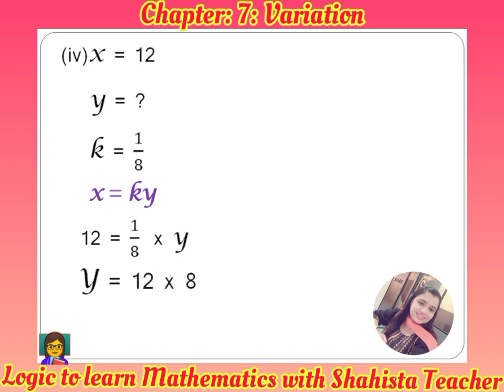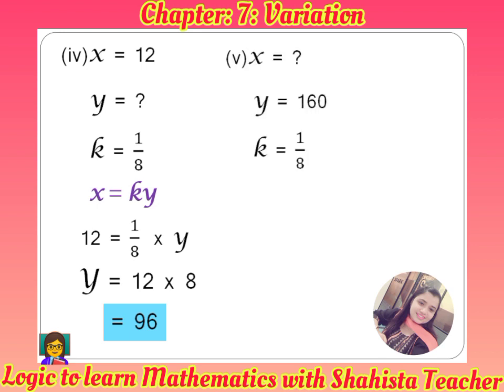Cross multiplication. So y is equal to 12 into 8. 12 will multiply by 8. So 12 8s are 96. So y is equal to 96. That means the cost of 12 apples is 96 rupees.